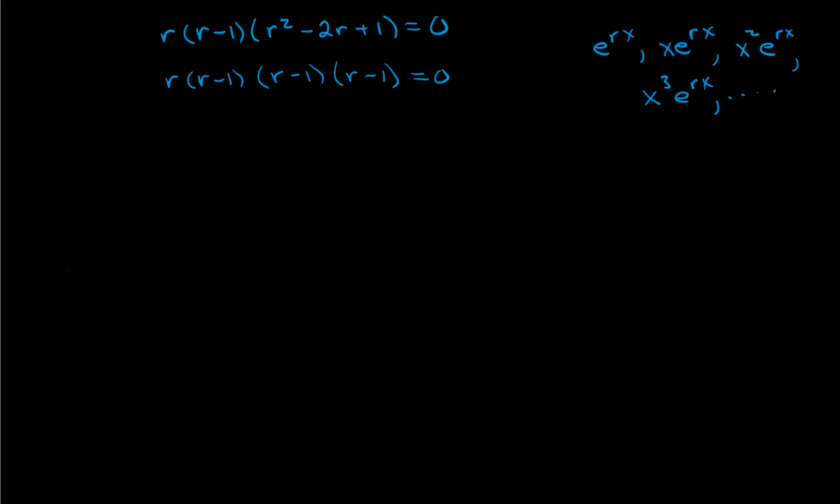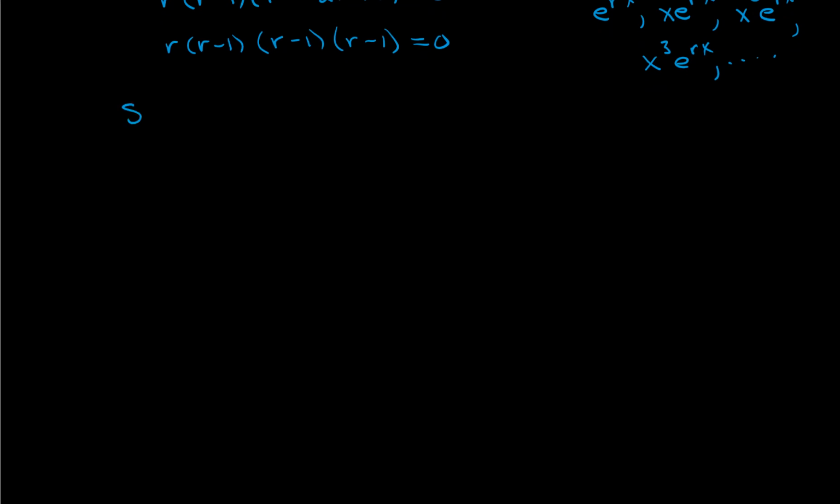So what this does is it allows us to then write our general solution: y is equal to c1 e to the r1 times x. Well, I'm going to call my r1 just 1, plus c2 times x e to the r2 times x. So that's just going to be x, plus c3 times x squared times e to the r3 times x. Well, the third root is still 1, so that's going to be 1 times x.